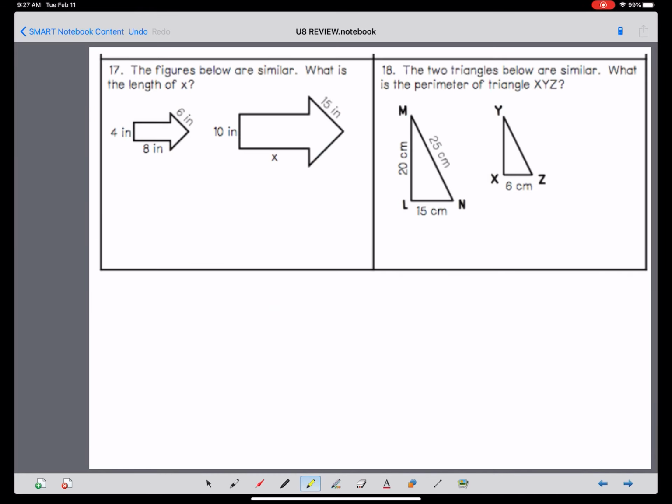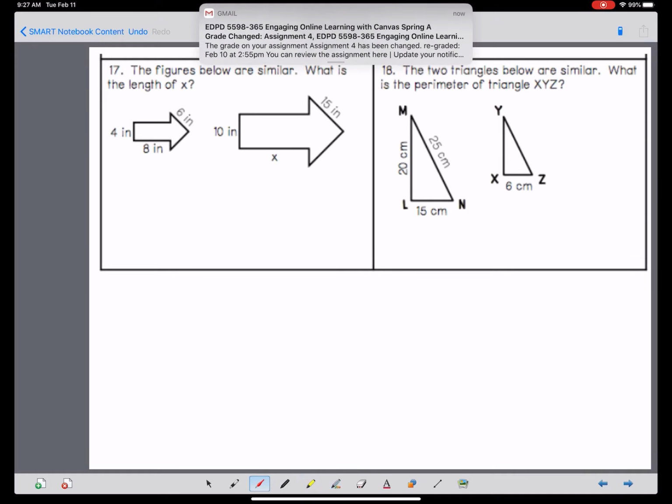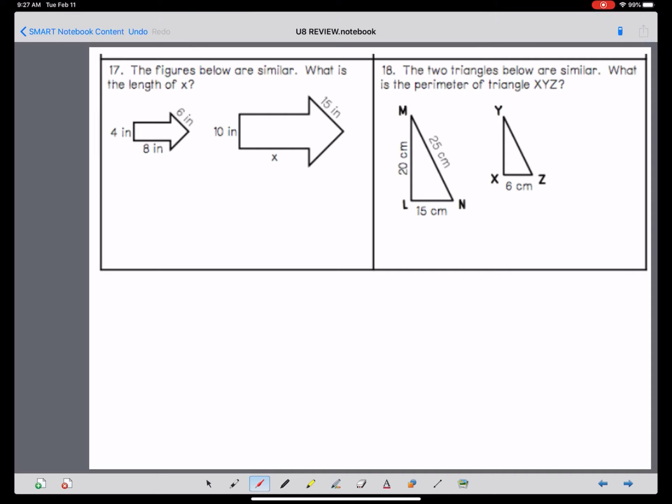All right, so now we're moving on to question number 17. The figures below are similar. What is the length of x? These are some of my favorite problems to do. I probably haven't told you guys that very much, but I love setting up proportions.